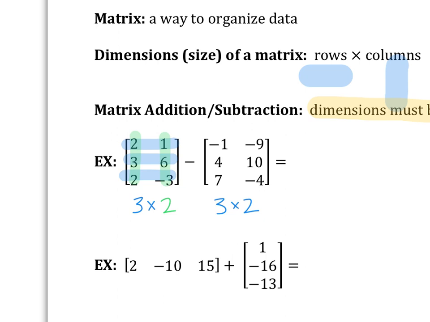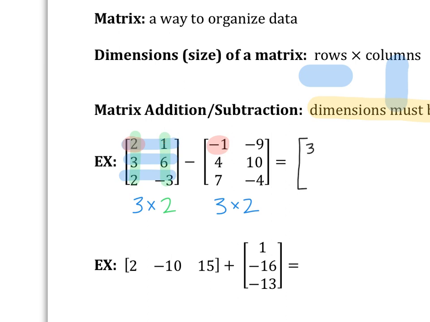So since these matrices are identical in size, we can go ahead and add the 2 matrices. Now, when we're adding the matrices or subtracting the matrices, we add or subtract the components or the elements that are in the same exact location. So for instance, I'm going to have 2 minus a negative 1. All right, and that's going to go in that same position in my new matrix.